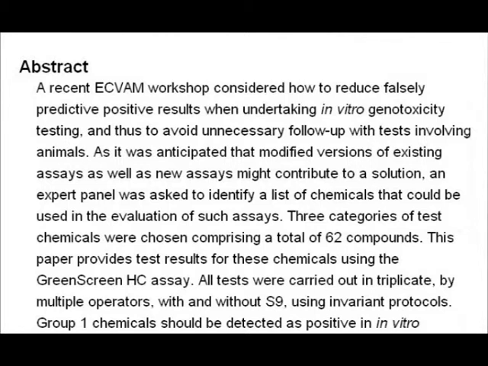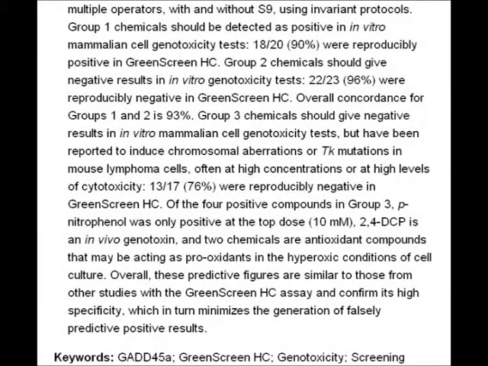This paper provides test results for these chemicals using the GreenScreen HC assay. All tests were carried out in triplicate by multiple operators with and without S9 using invariant protocols. The results of the tests were as follows.